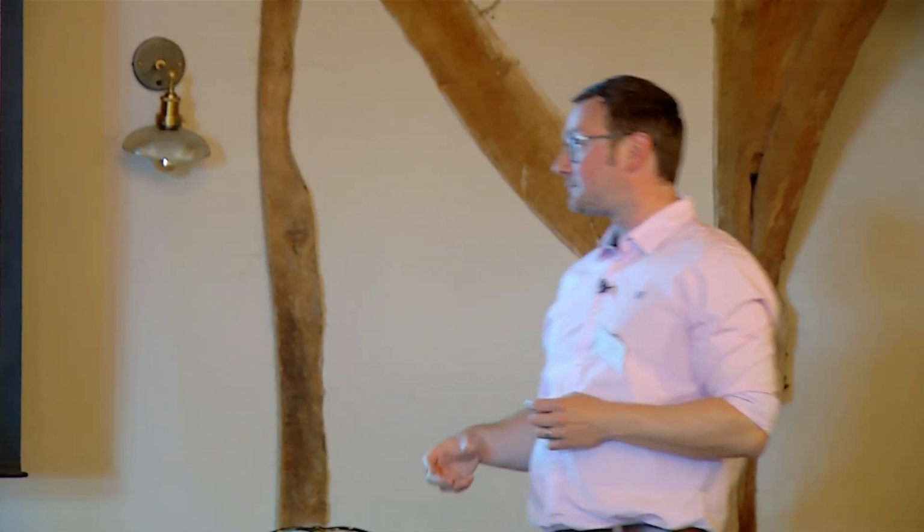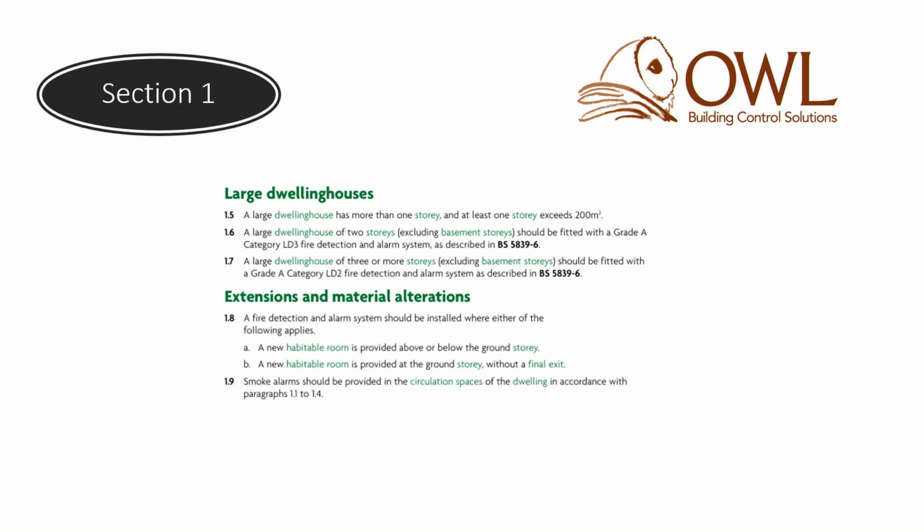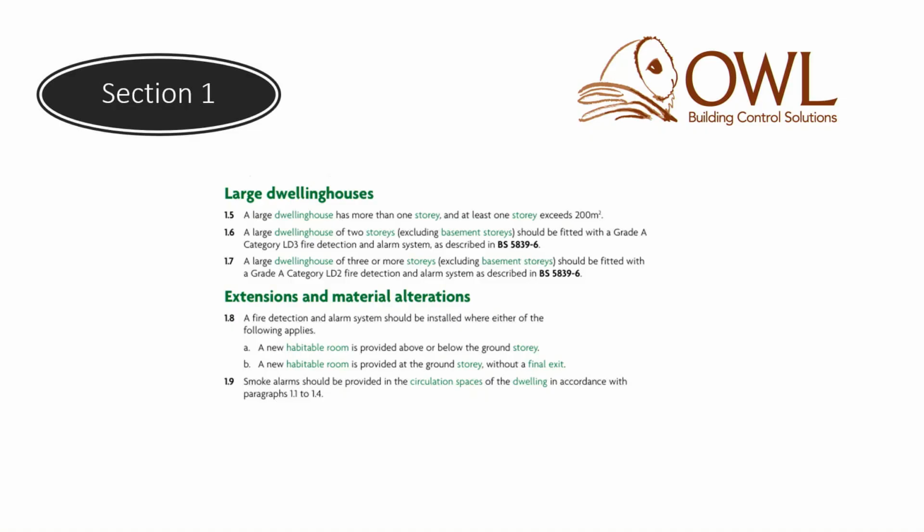Where that varies is if we've got a large dwelling house. A large dwelling house under the provisions of ADB is one with a floor area of more than 200 metres squared. In those instances, it should have a grade A LD3 fire detection system rather than a grade D system, in accordance with BS 5839-6. And a large dwelling house with 3 or more storeys is when we're looking at an LD2 system. That's where we have similarity to BS 5839-1, which is suitable for commercial systems, so we're looking at fire alarm panels and similar. These are in large dwelling houses.